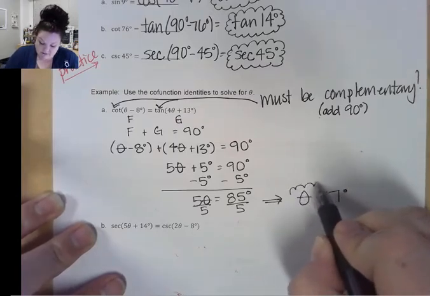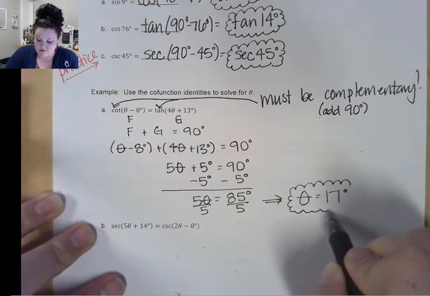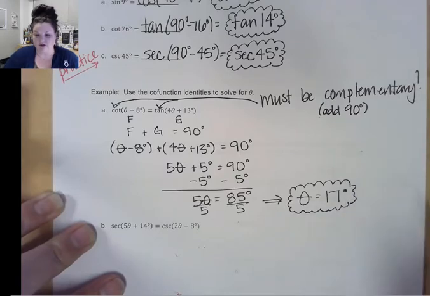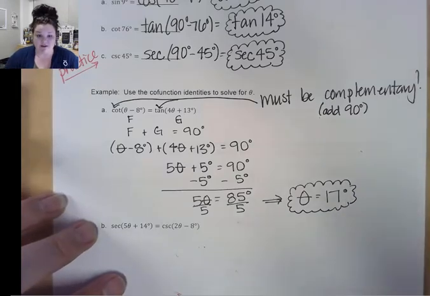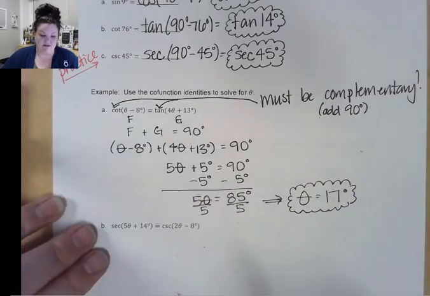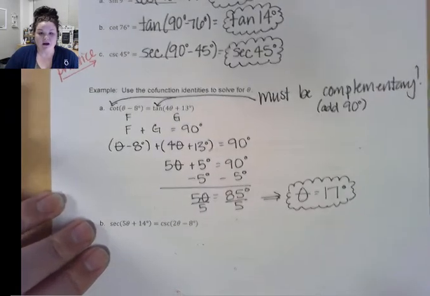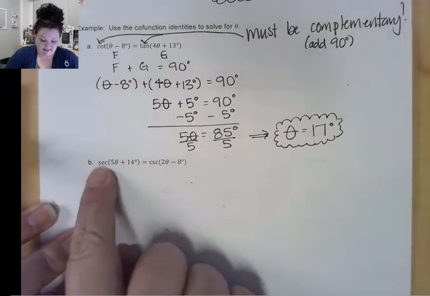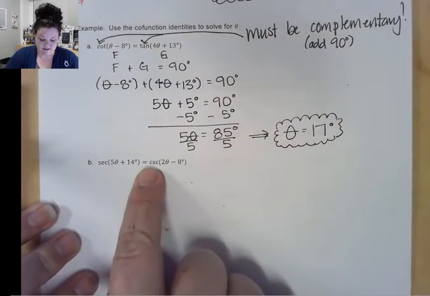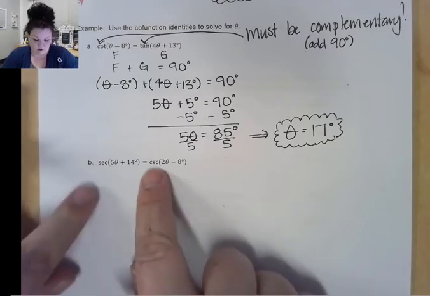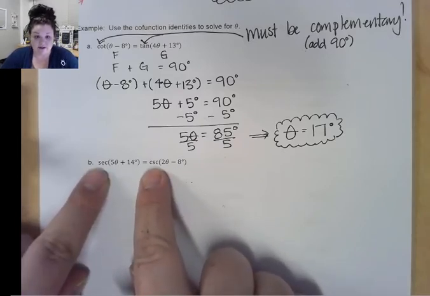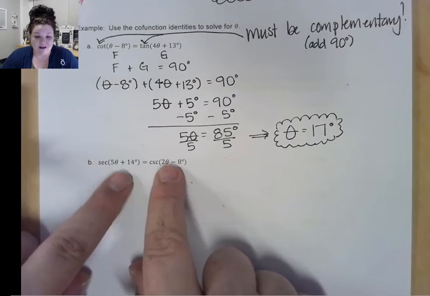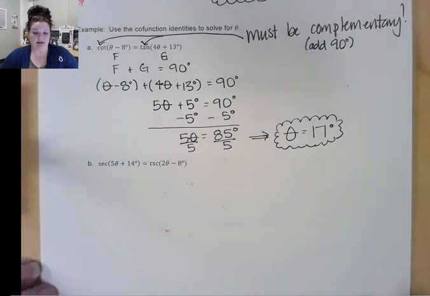So we were able to find this unknown angle measure simply by using the fact that these must be complementary, okay? So same idea on the next one. When I'm looking at it, I see I have a secant and a cosecant. These two things are only going to be equal when their angles are complementary, okay? So I'm going to let y'all work out the second one.